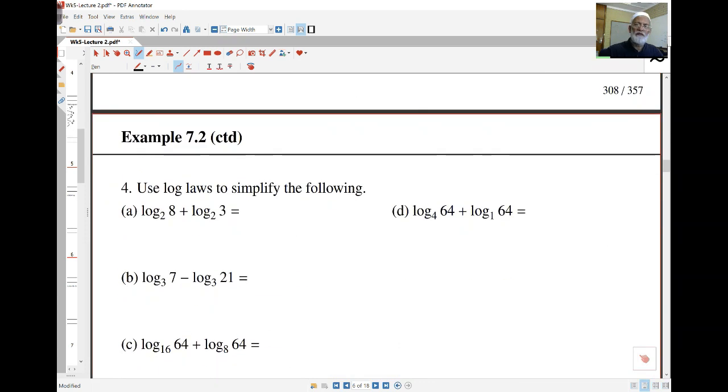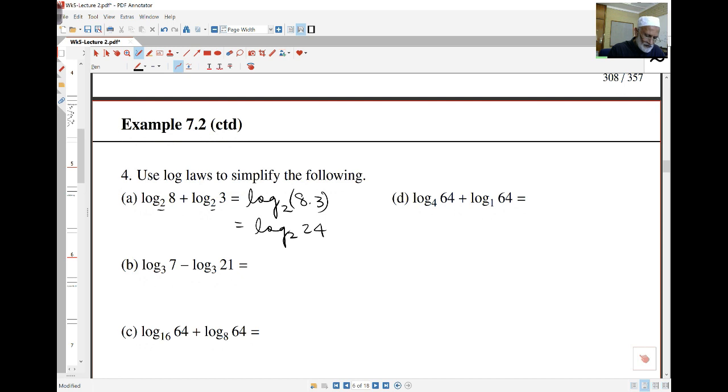Use log laws to simplify these. So here we need to use log laws. Log of 8 and log of 3, as long as the base is the same, that's the same as log to the base 2 of 8 times 3. I mean, it's the same as log of 24 to the base 2.